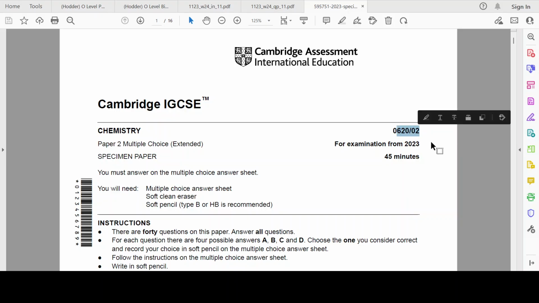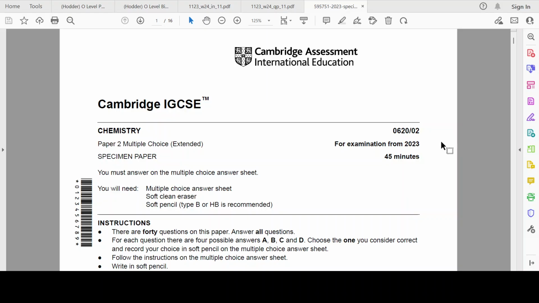You can see 02. So paper 01, which is paper 1, is the core multiple choice paper. 02 is the extended multiple choice. 03 is the core theory paper. 04 is the extended theory paper. Paper 5 is the practical, and paper 6 is the alternative to practical. So what we'll be doing is paper 2, 4, and 6 for the IGCSE, right?